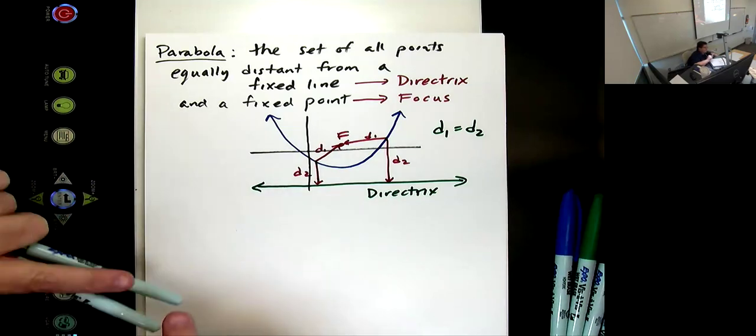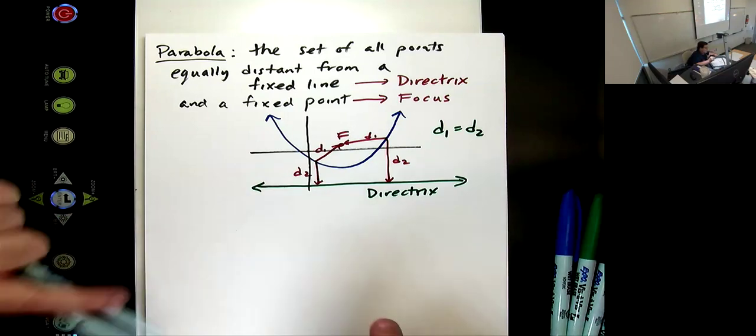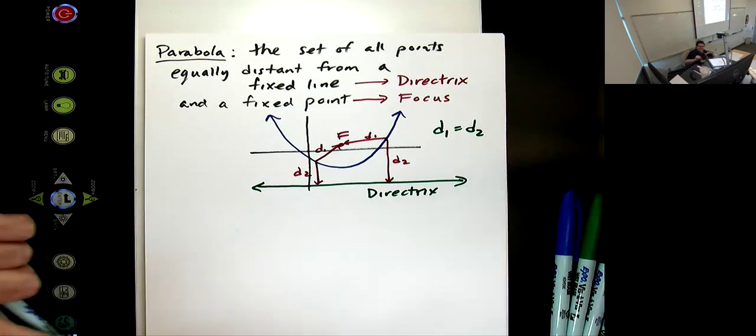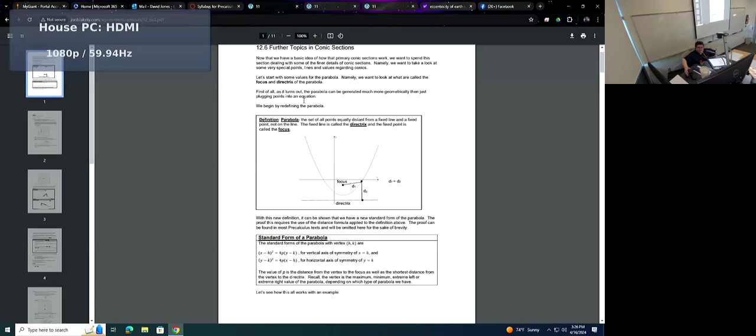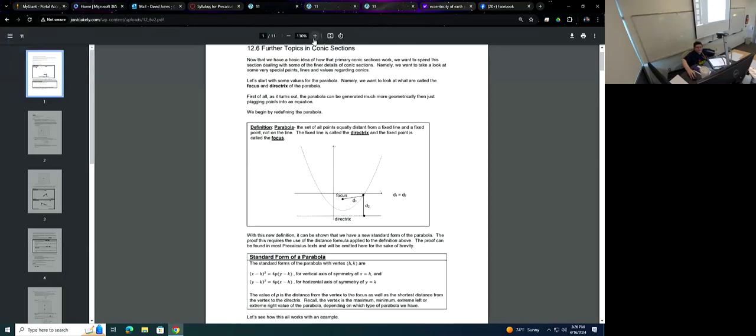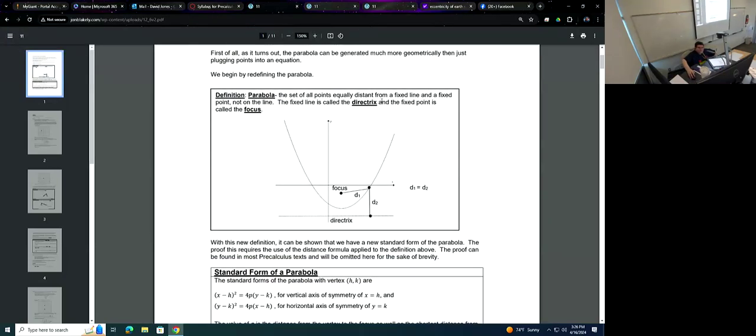I'll show you one that's been computer generated that looks a hell of a lot better. So you might like doing this one better in your notes. So the distance from any point on the parabola to the focus is the same as the distance from that point to the directrix.